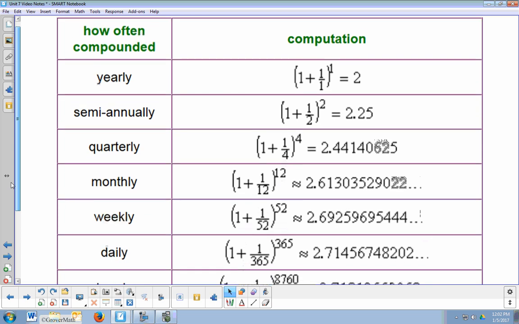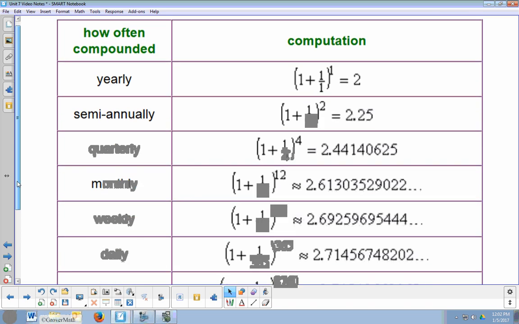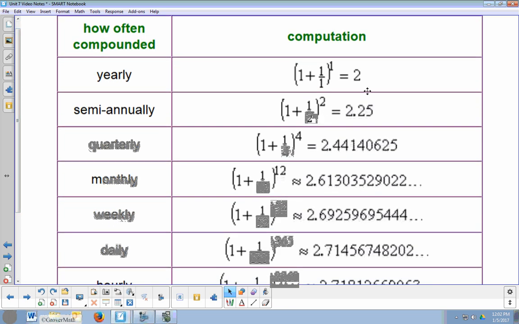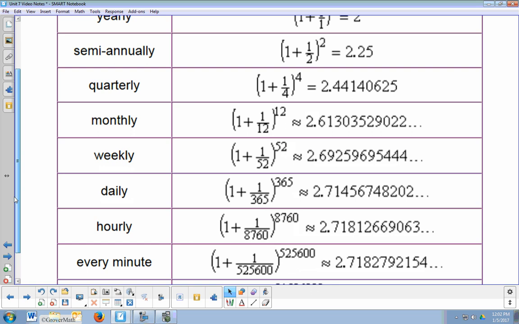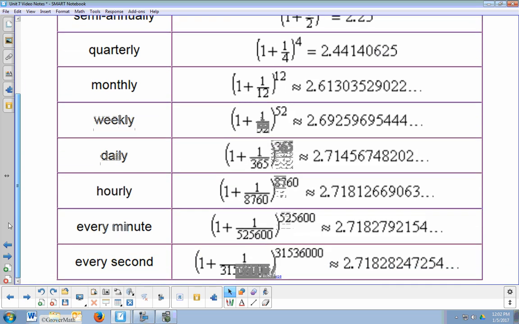The more and more we compound, the larger this is going to get, but you'll see that the growth does kind of slow down. From once a year to twice a year goes up 0.25. And then twice a year to 4 times a year it goes up 0.44, which is less than 0.25. And then monthly it's 0.6, so it's about 0.2. Then 6.1 to 6.9, so it only went up like 0.08. Then it goes up to 2.714, 2.718, 2.7182, 2.71828. And so what you see is that it is still increasing, but it is slowing down. It is approaching a limit.